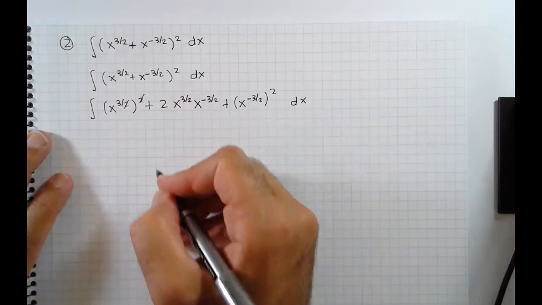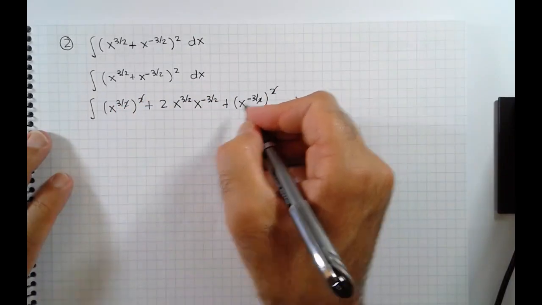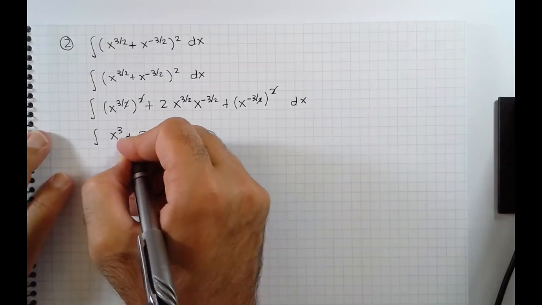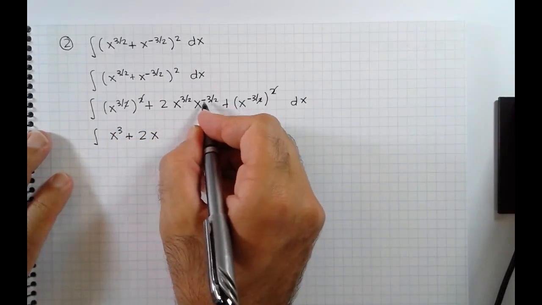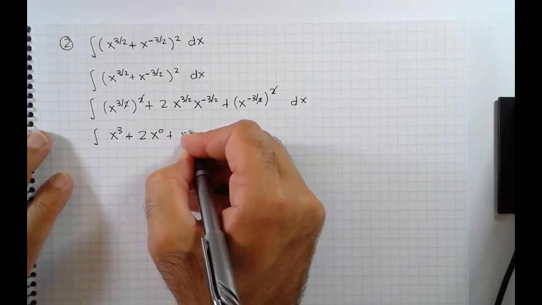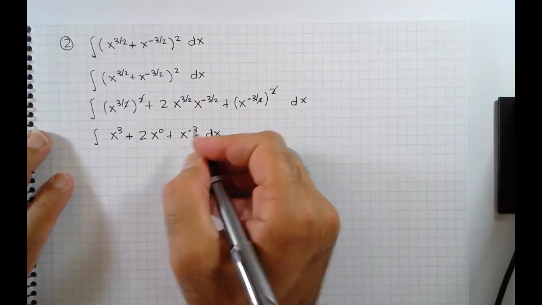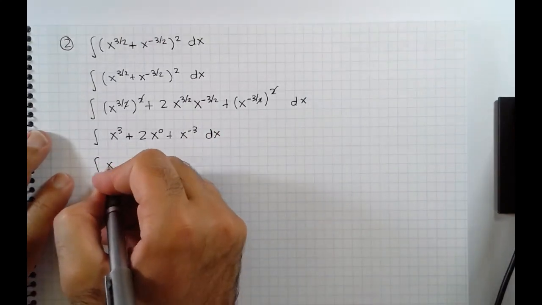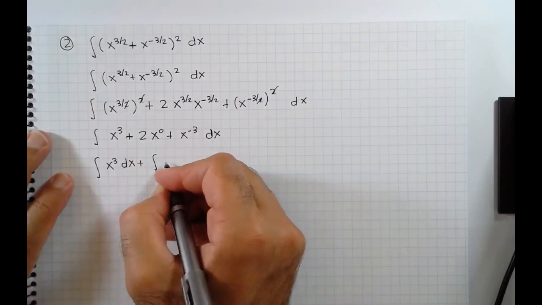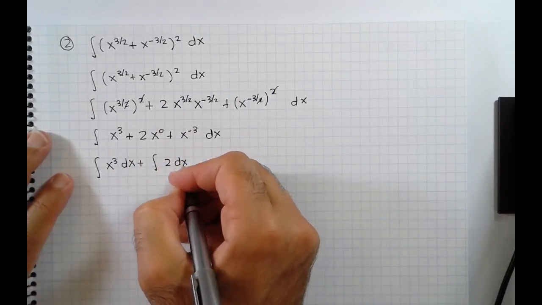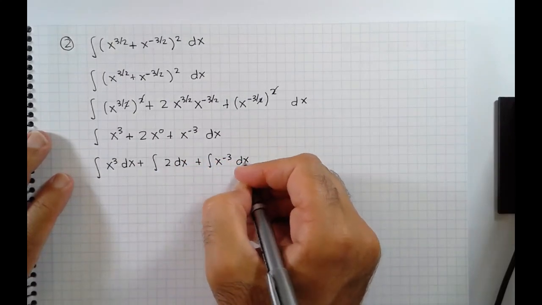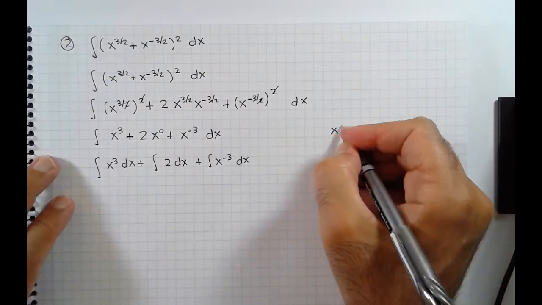This 2 cancels with this 2, and this 2 cancels with this 2. We get integral x cubed plus 2 x to the 0, same base, add the exponents, that's x to the 0, plus x to the minus 3 dx. Now we integrate term by term. That's integral x cubed dx plus integral 2 dx plus integral x to the minus 3 dx. Note x to the 0 is just 1.